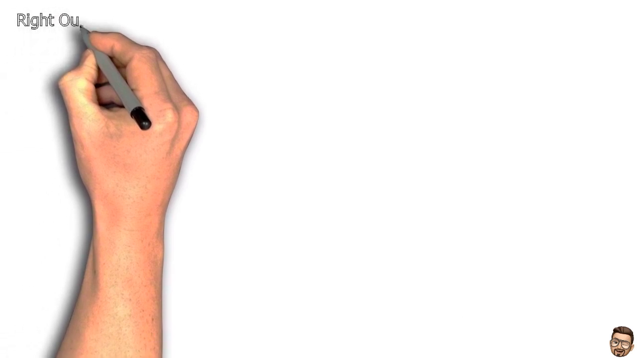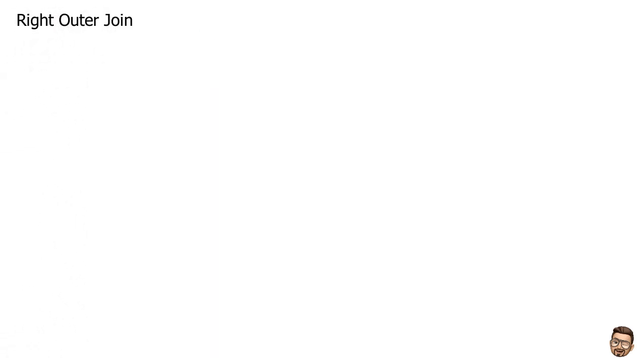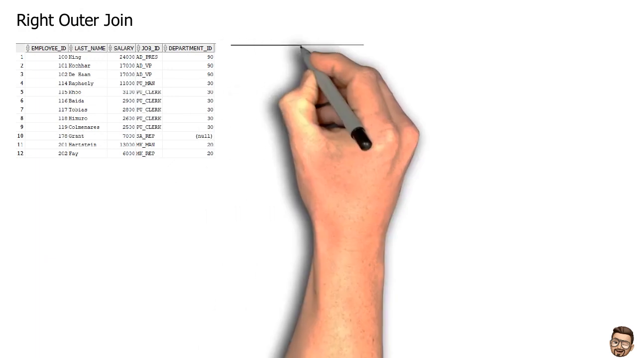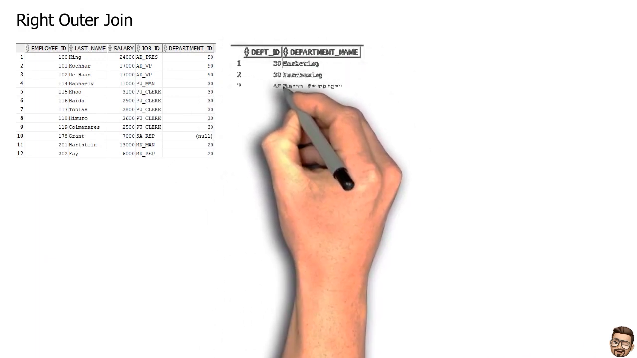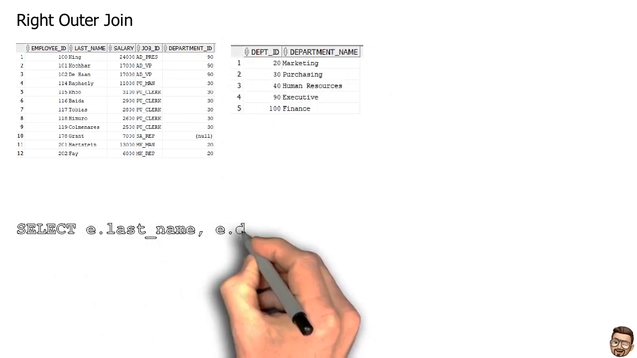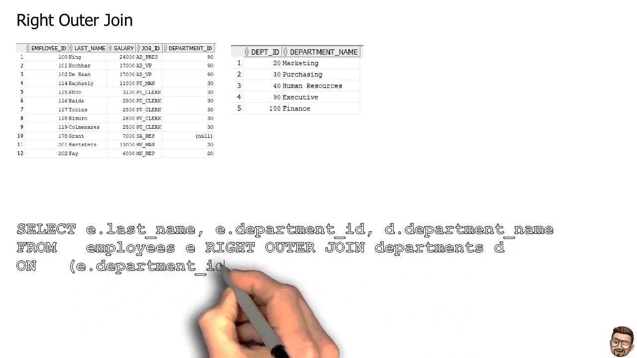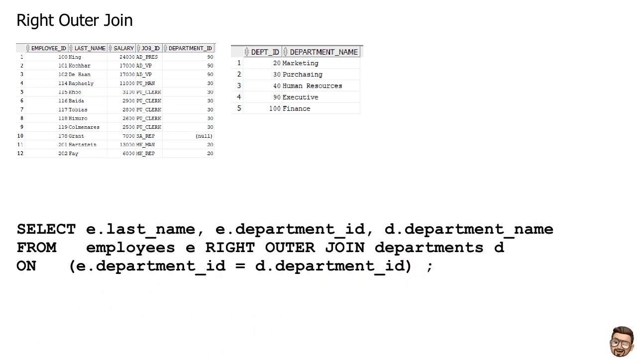Let's take a look at the same example. However, right now we change the implementation to right outer join. So the SQL for this part would be: select last_name, department_id, department_name from employees e right outer join departments d on e.department_id equals d.department_id.